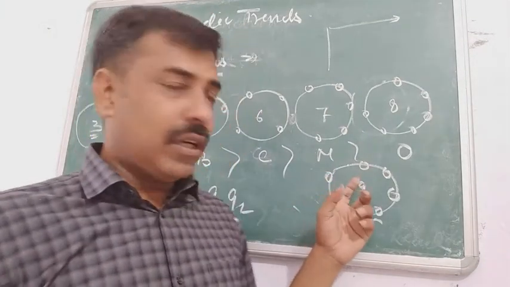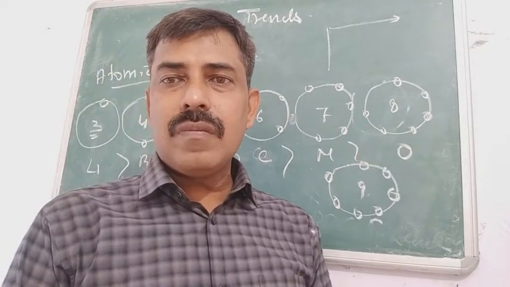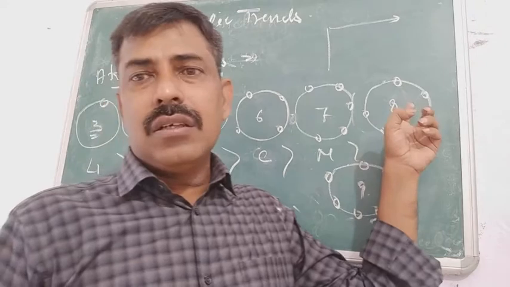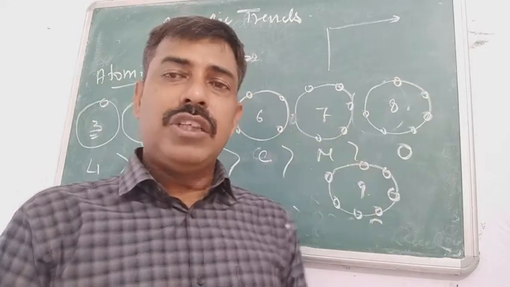But when you see the condition of fluorine and oxygen, in these cases you can see that the inter-electronic repulsion of oxygen is much heavier.